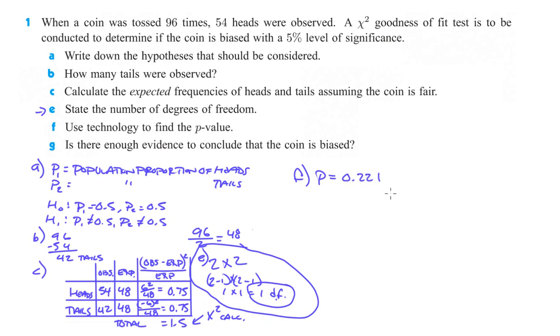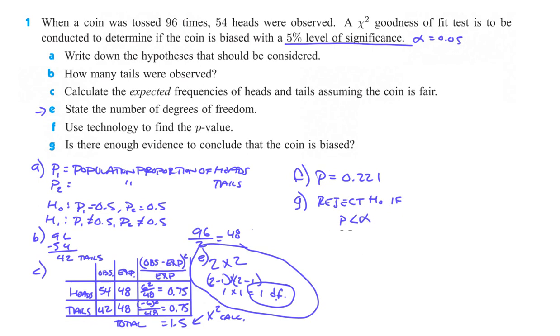P equals 0.221. Okay, and then G: is there enough evidence to conclude that the coin is biased? For part G, we have to have our rejection inequality. So it's reject H0 if our p-value is less than the significance level, which here is a 5% level of significance, so that means our alpha equals 0.05. So if it's less than alpha.